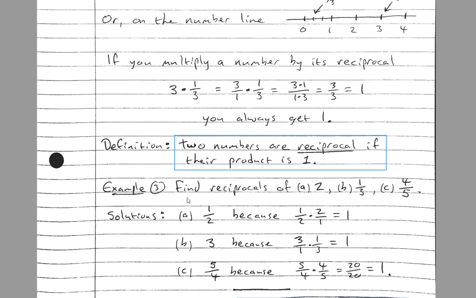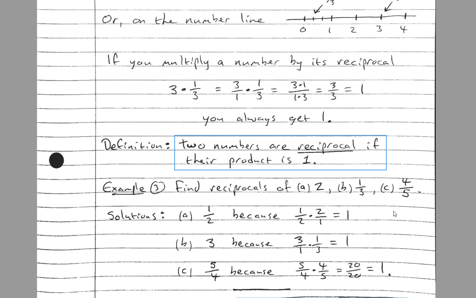And yeah, we do that here. So find the reciprocals of 2, 1/3, and 4/5. Well, the reciprocal of 2 is 1 over 2, because 1 over 2 times 2 is equal to 1. Okay, so we're using this definition. The reciprocal of 1/3 is 3. We saw that already. 3 over 1 times 1 over 3 is 1.